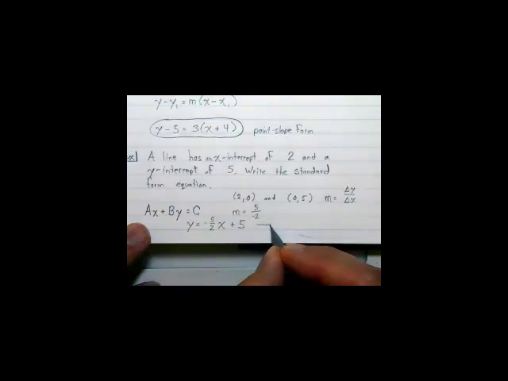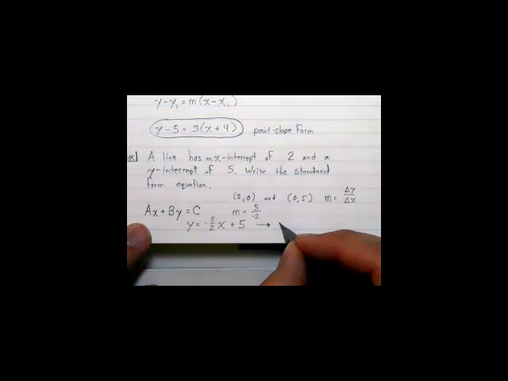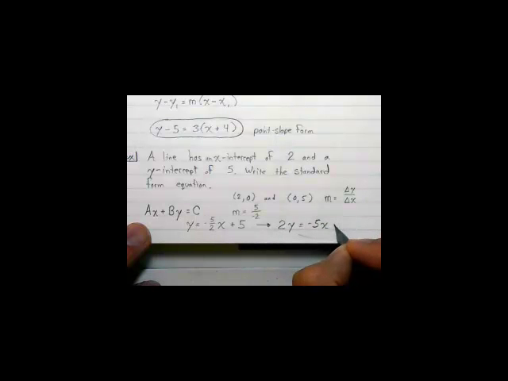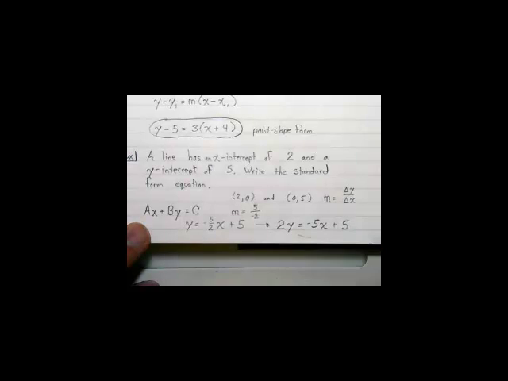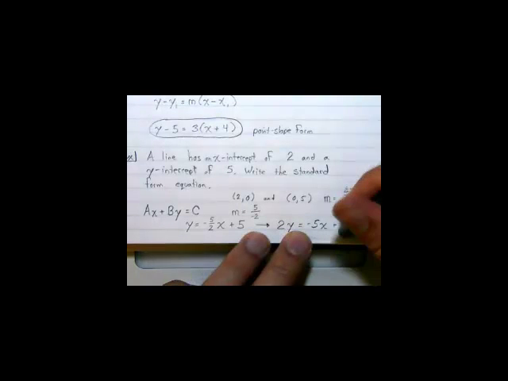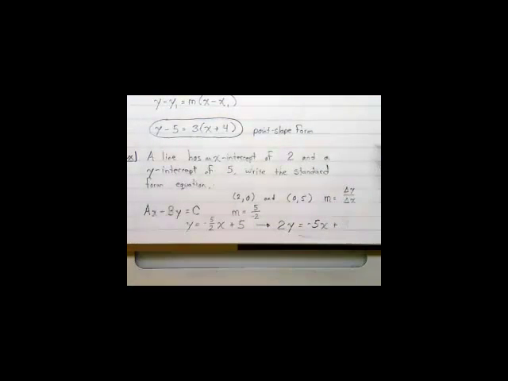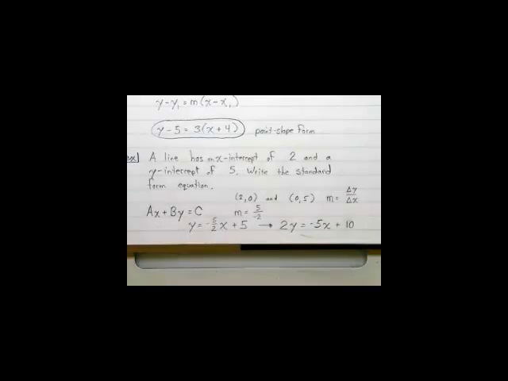So if I do that, I've got 2y equals negative 5x plus 5. So we're close. What do I need to do to finish it up? Oh, right. Yep. Darn, my very first video and I make a mistake. Jeez. 10. Yeah. Okay. So what's left?